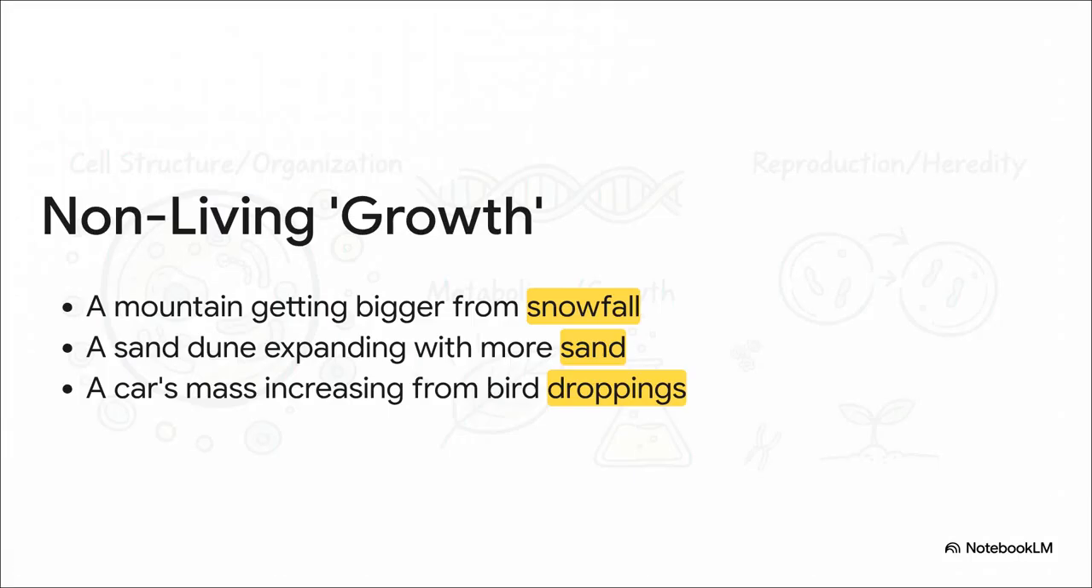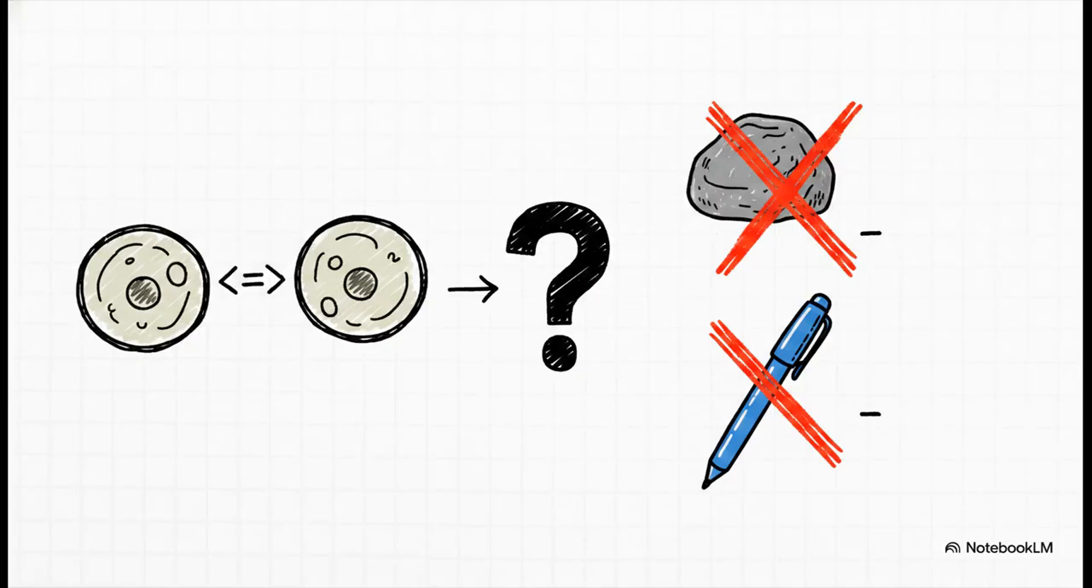But non-living things, they can only grow from the outside, just by piling more stuff on top. Think about it. A mountain gets bigger when it snows. A sand dune expands when the wind blows more sand onto it. Heck, your car's mass technically increases after a few birds pay it a visit. So because non-living things can grow, growth fails part 2 of our test. It's an imposter.